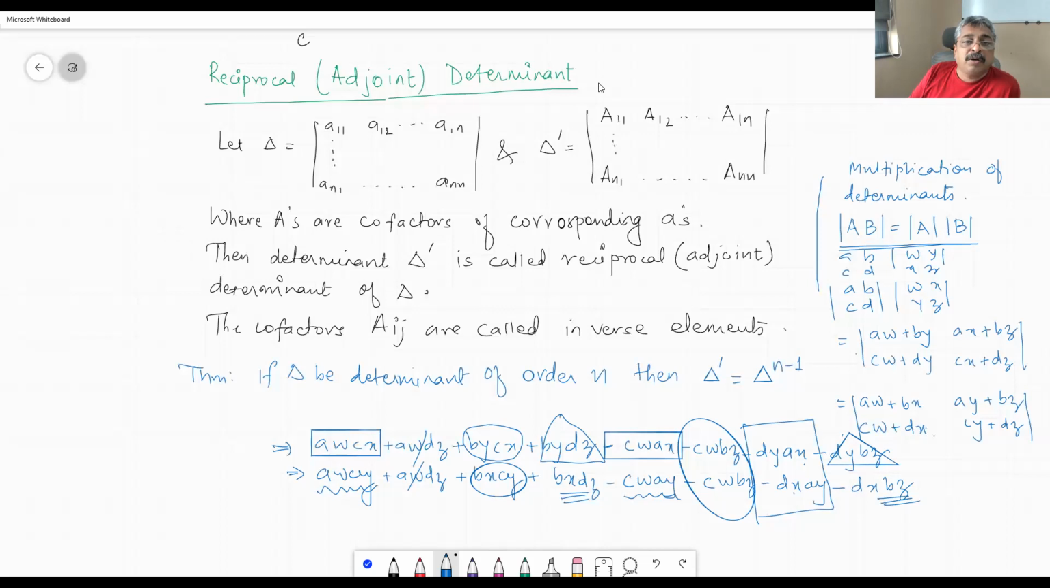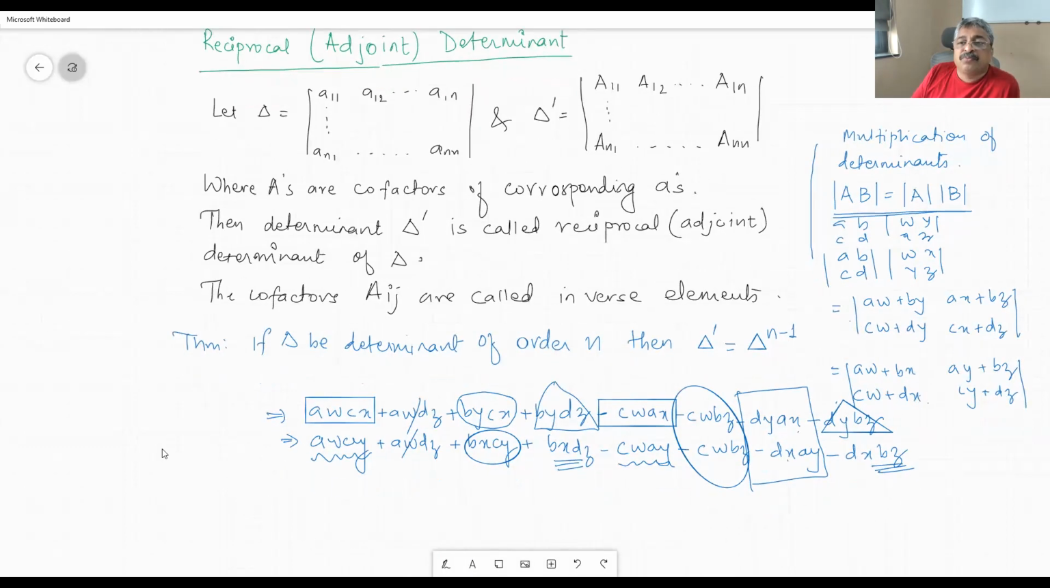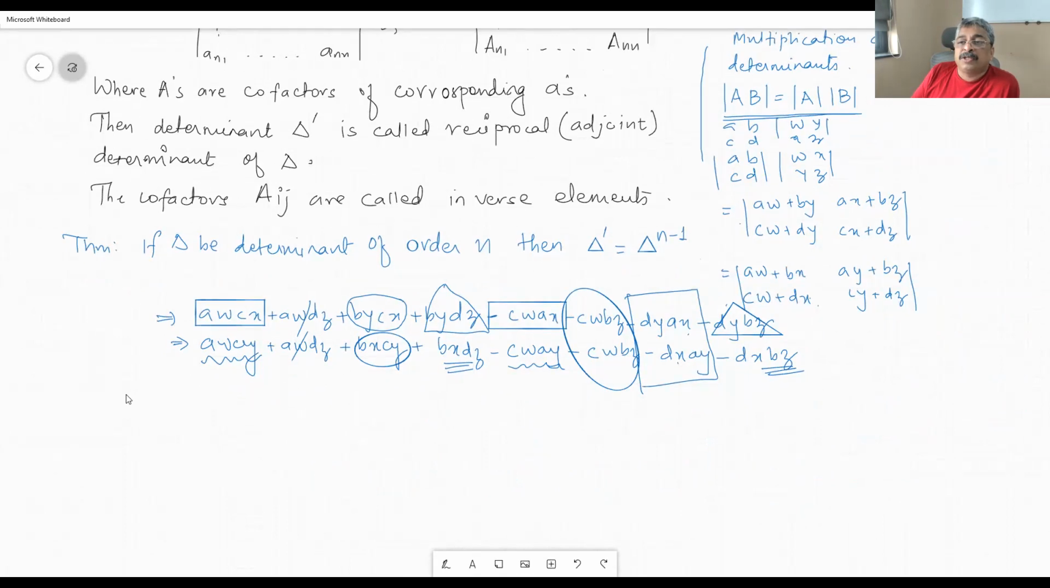Okay. Reciprocal determinant or adjoint determinant definition. If you have a determinant, then the corresponding determinant of cofactors is called the reciprocal determinant. Cofactors are called inverse elements. The theorem is, if delta is a determinant of order n, then the determinant delta dash is delta raised to n minus 1. Now we have not discussed multiplication of two determinants yet.